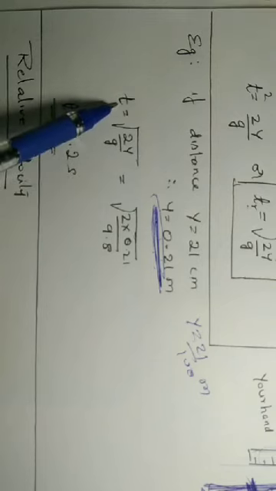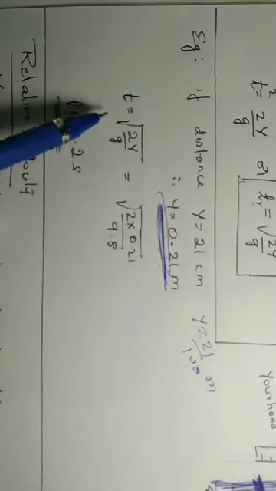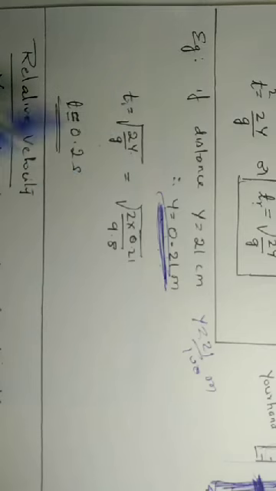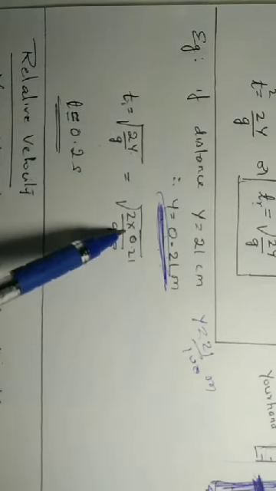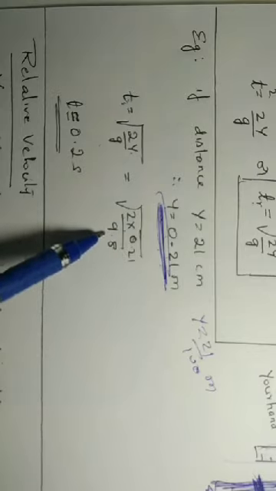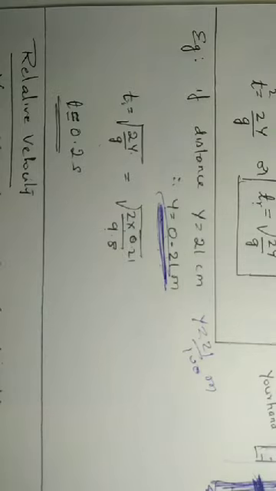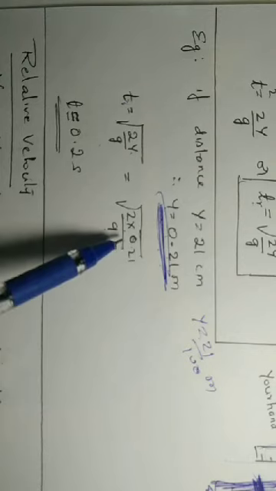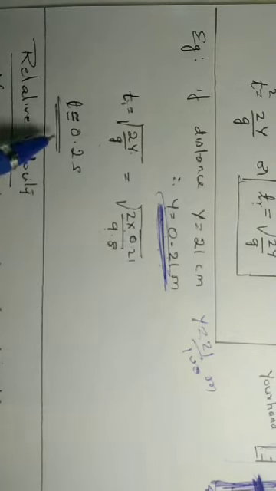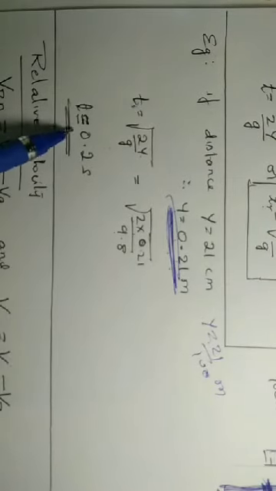Now you can substitute. What is the equation for reaction time? TR equal to under root 2y by g. 2 into, what is the y value? 0.21, by, what is the g value? 9.8. If you solve this, you will get almost t equal to 0.2 seconds.